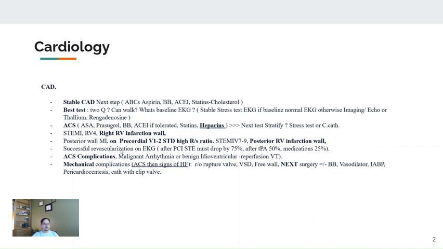After successful revascularization, you may have some EKG as a follow-up. You need to know that at least the ST elevation must drop around 75% if it's revascularization, around 50% after thrombolytics, and around 25% if it was managed only with medication.